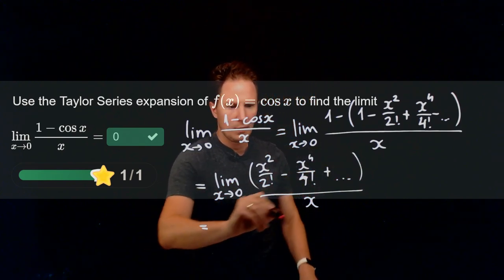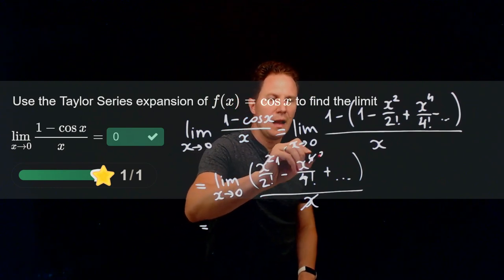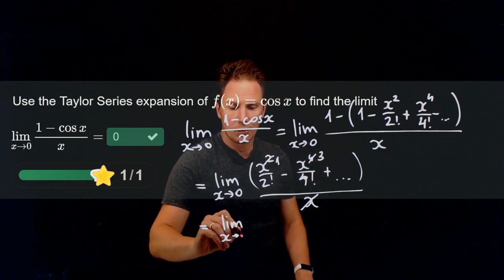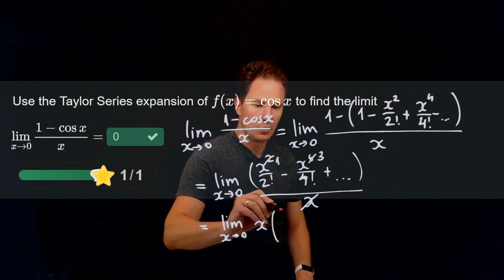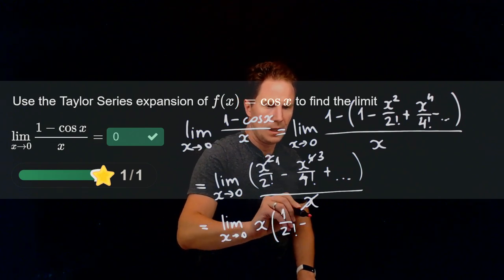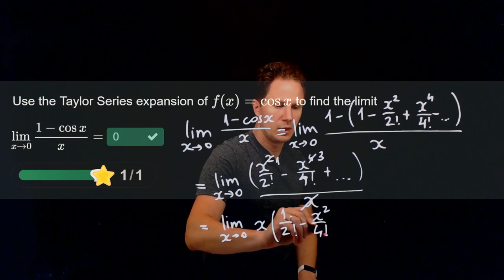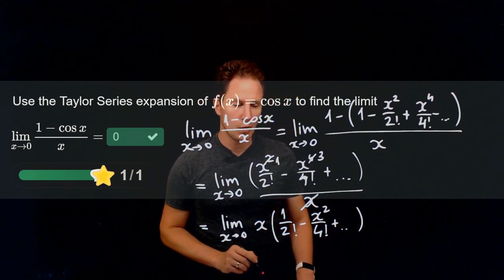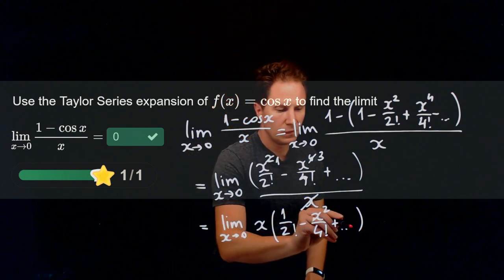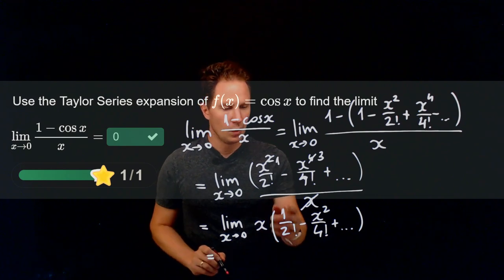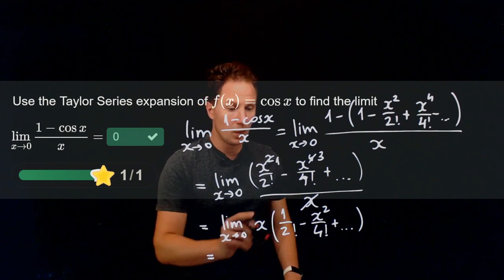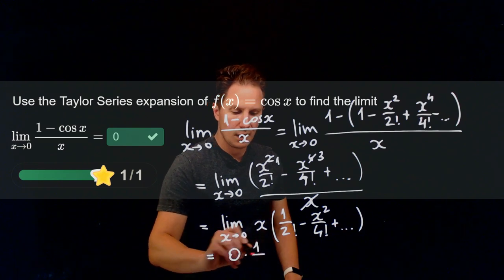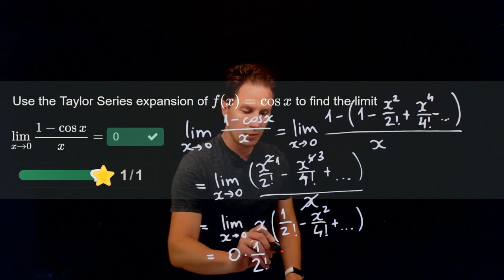So if we divide each term by x to cancel the x's, there will still be factors of x left in each term. So what we are left with is x times 1 over 2 factorial minus x squared over 4 factorial plus x to the 4 over 6 factorial, and so on. This infinite series, as x approaches 0, has the limit that is 1 over 2 factorial, whereas the limit of x as x approaches 0 is 0. Therefore, the answer, the limit, is 0 times 1 over 2 factorial, or 0.